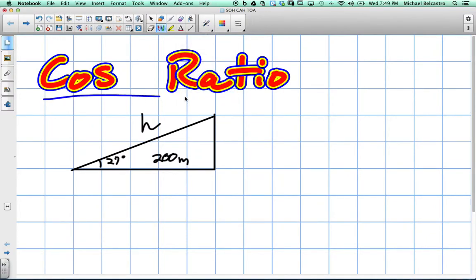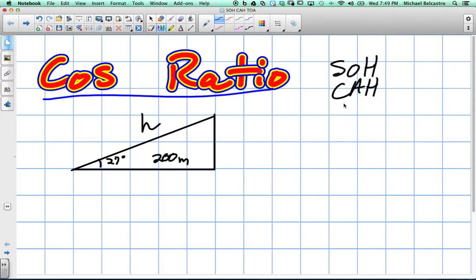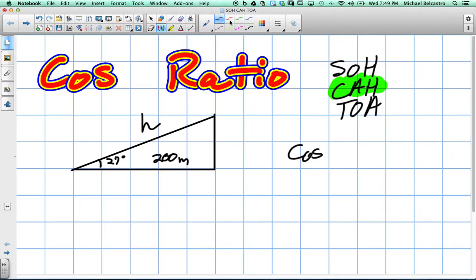Okay, we're going to work with the cos ratio. The cos in SOHCAHTOA is the CAH, right? It represents cos theta is equal to adjacent over the hypotenuse. Okay? And we have to make sure we know what those are in terms.